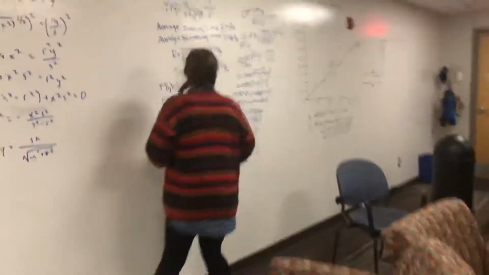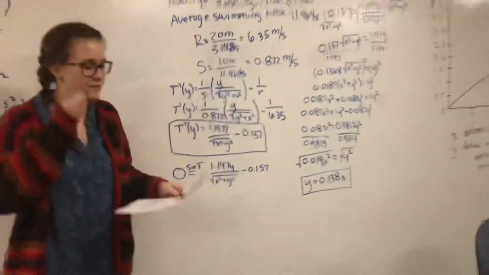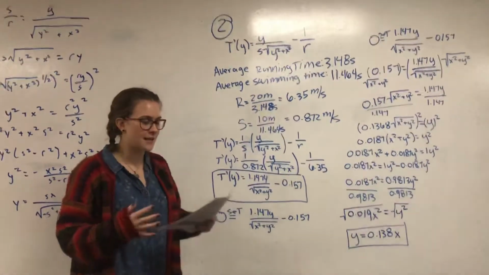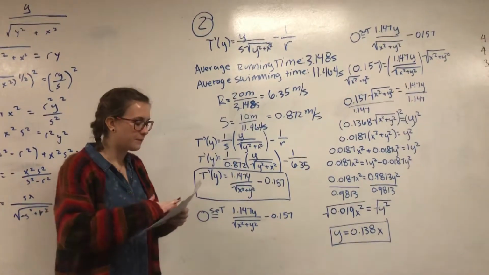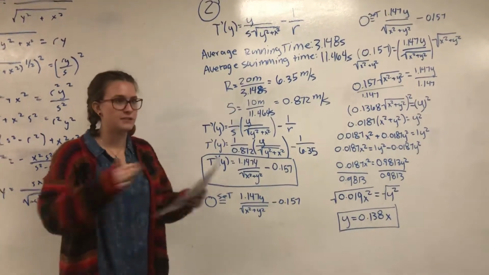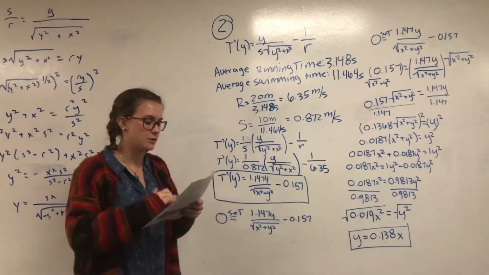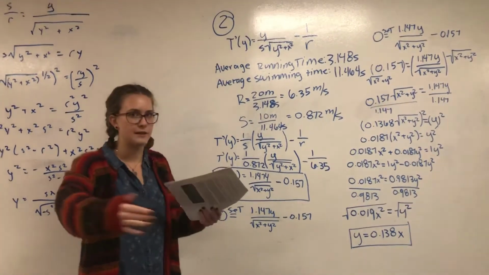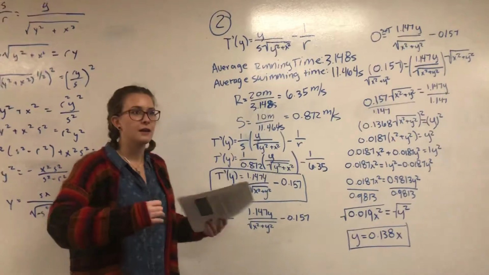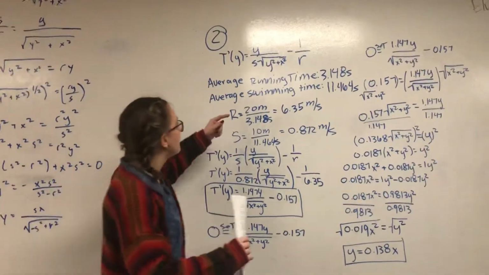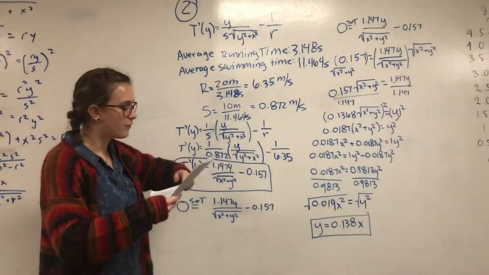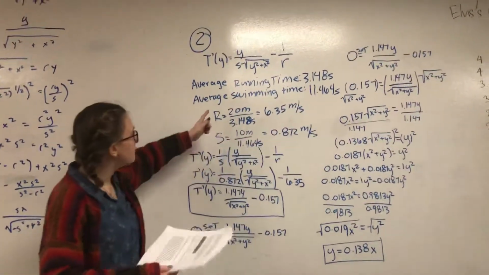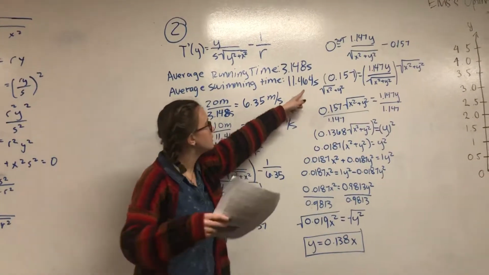Okay. So the second part of this problem gives a data set that gives the times that this dog ran on land over a distance of 20 meters and the times that the dog swam over a distance of 10 meters in order to reach a ball in the ocean. So, averaging all of the running times, the average running time was 3.148, and the average swimming time was 11.464.